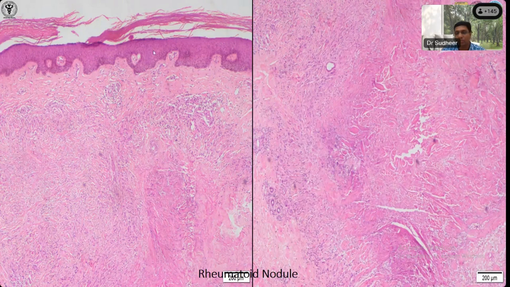This is again one more case. Can you see? Same thing. There is a lot of collagen. These are all wavy collagen bundles which are fragmented. There is bluish material, as sir said, here. This whole area is totally collagen degeneration, and there is a palisaded arrangement surrounding this collagen degeneration. What do you think?